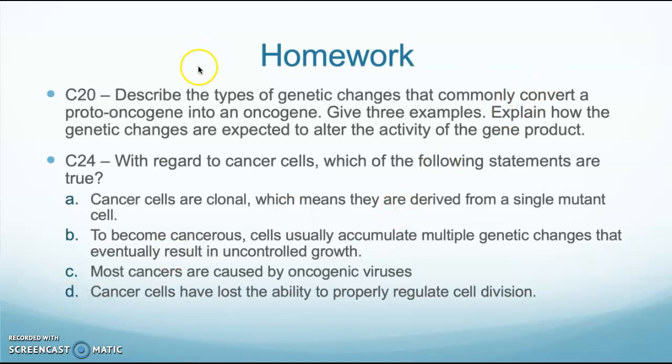So going back to this, you want to be able to describe the genetic changes that we see that can convert a proto-oncogene to an oncogene and give at least 3 examples. Also explain how the genetic changes are expected to alter the activity of that gene product. And then lastly, with regard to cancer cells, which of the following statements are considered true? This is just kind of a review.